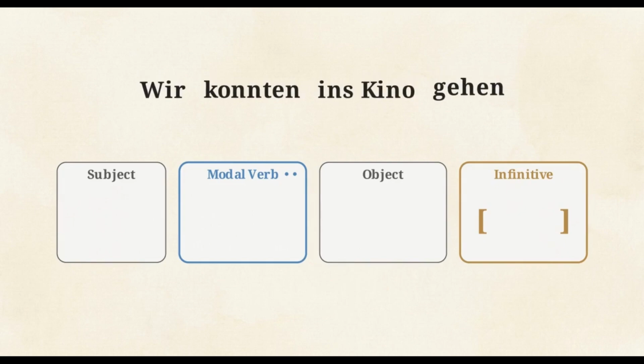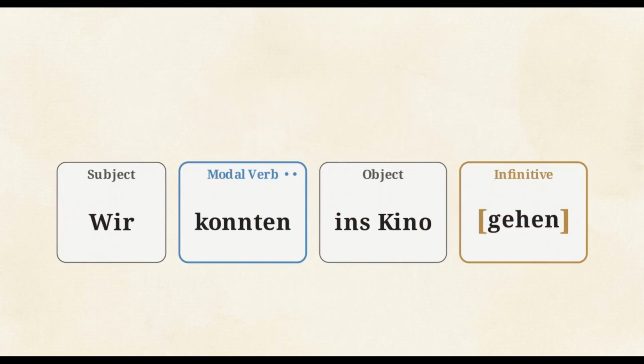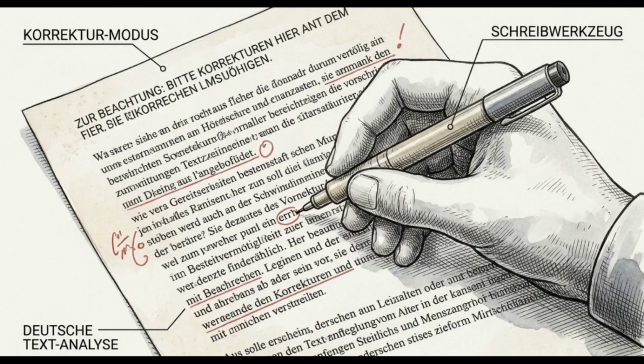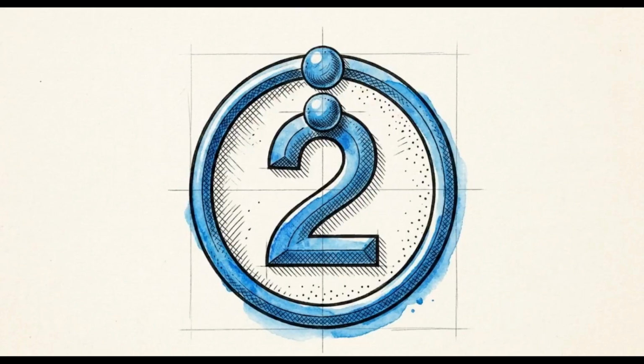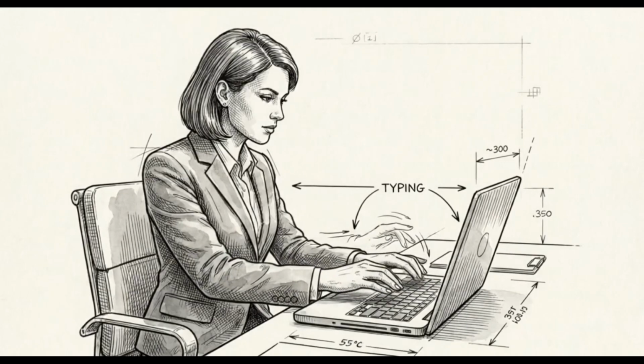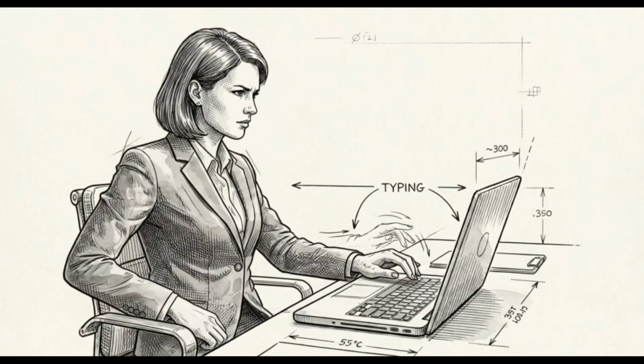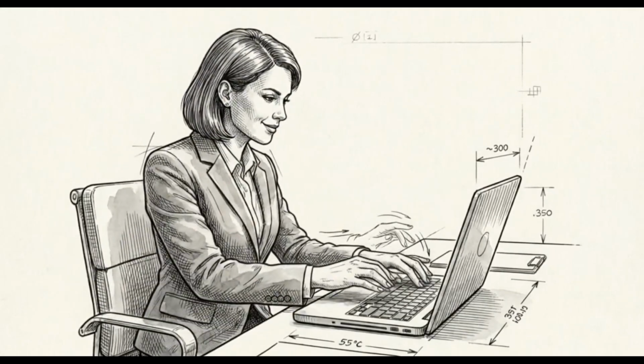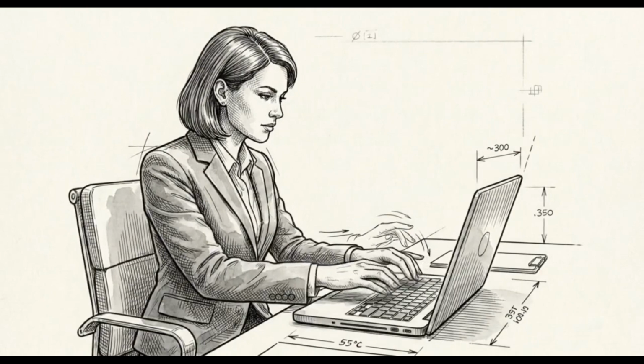Let's run the factual past sentence, wir konnten ins Kino gehen, through the formula. The umlaut drops onto the O to create könnten, and gehen locks firmly into the final bracket. When building these yourself, run a strict self-audit. Verify the presence of the umlaut in position 2, and confirm your raw verb sits at the exact end. This specific modal structure is a cornerstone of professional German. It neutralizes aggressive demands, converting them into collaborative, polite suggestions.